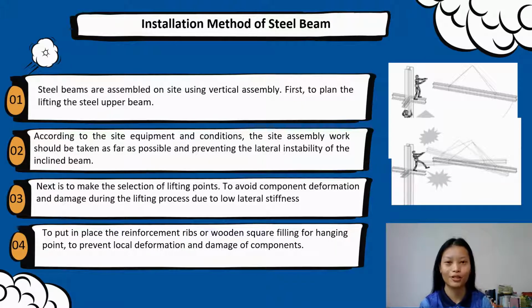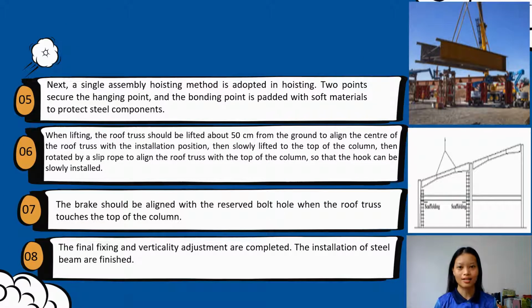Right now, I will briefly talk about the installation method of steel beam. First, the steel beam has to be assembled on site using vertical assembly. Next is to make the selection of lifting points. Then put in place the reinforcement ribs or wooden square filling for the hanging point. Next, a single assembly hoisting method is adopted. Two points secure the hanging point and the binding point is padded with soft material. The bracket should be aligned with the reserved bolt hole when the roof truss touches the top of the column. And finally, the final fixing and verticality adjustment are complete. Hence, the installation of steel beam is finished.